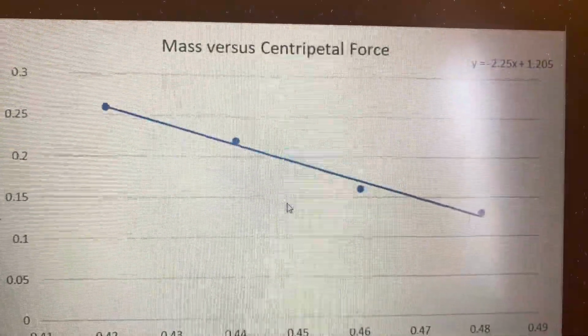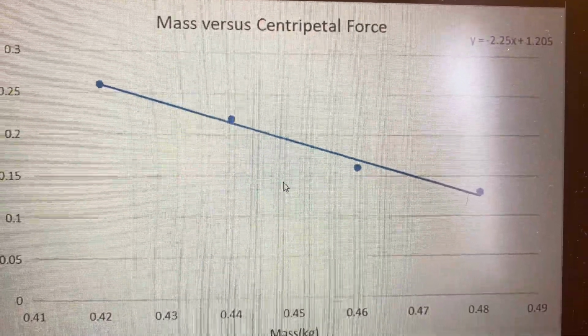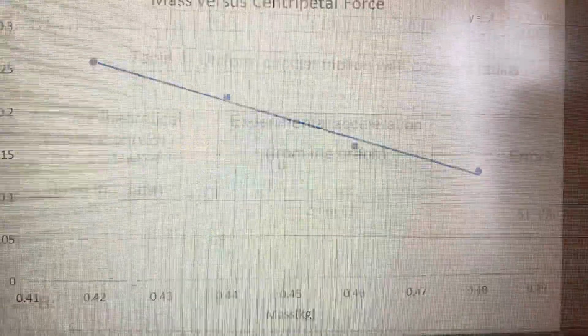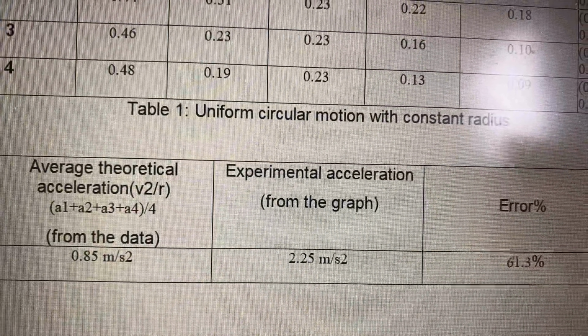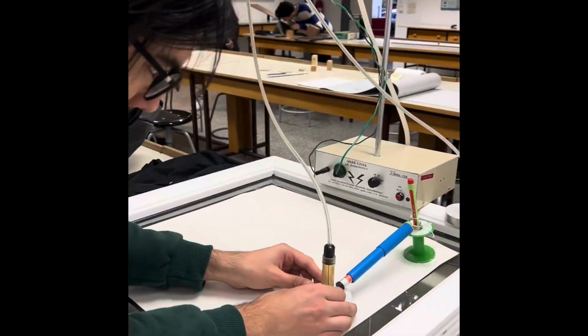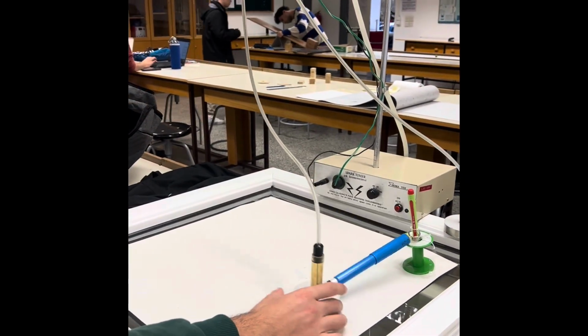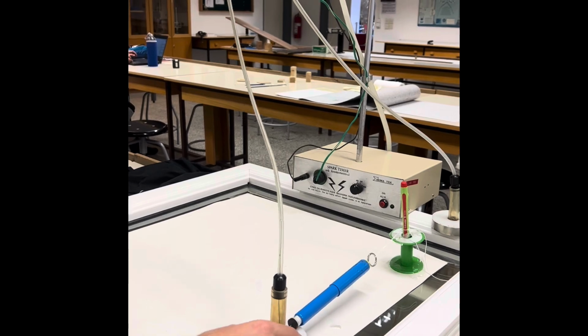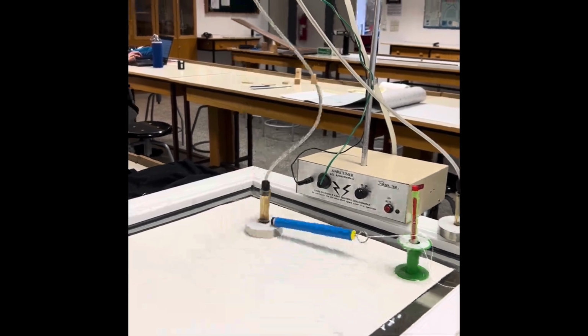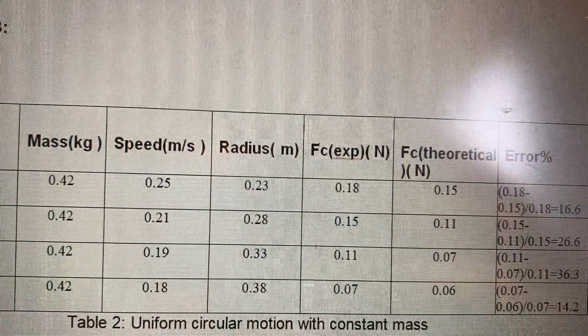Then I plotted the mass versus centripetal force graph, and from the slope of this equation I found the experimental acceleration and compared it with the average acceleration. Then for the second part of the experiment, due to limitations, I conducted my experiment for different radii in a quarter circle. This is the data I collected.